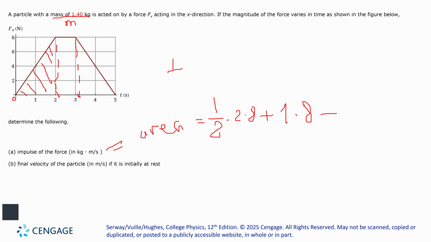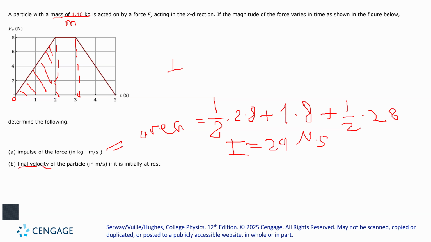And then we add again 1/2 of 2 times 8. That's going to give us 24. And what are the units of the impulse? Again, it can be either newtons times seconds, or it's the same thing as kilograms times meters per second. So this is our impulse of this force.